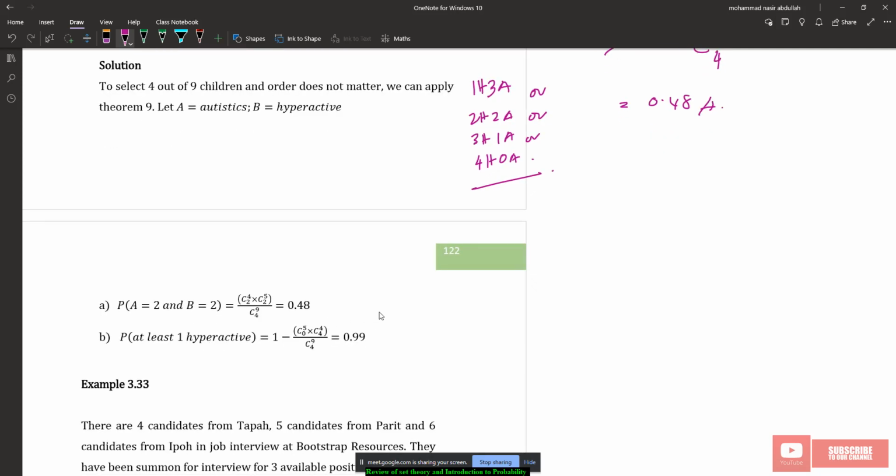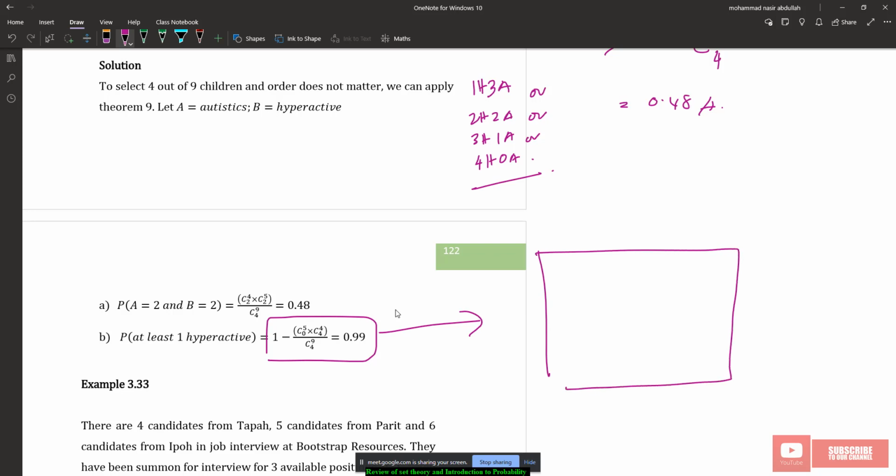Or if you want to do it another way, how do I get 1 minus this one? Let's draw a Venn diagram. We already learned Venn diagram and complement set. So let's say this is all possible outcomes. Let's say this is at least one hyperactive. And outside here, it's easier this way, it's hard to remember otherwise. Let's say here, 0 hyperactive and 4 autistic. And outside here, there must be at least one hyperactive.